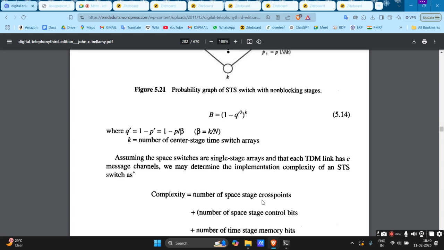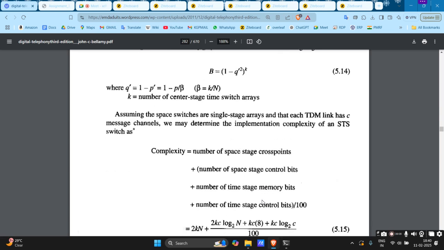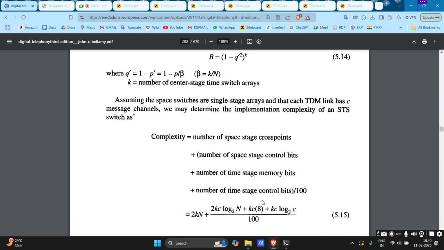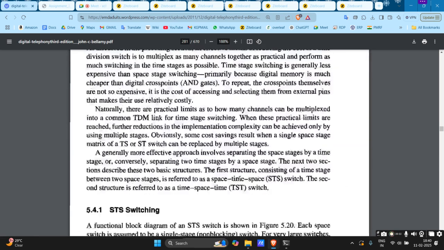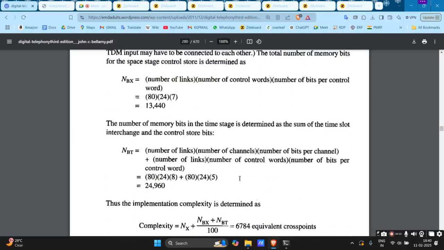Here the complexity is the number of space stage cross points plus the number of space stage cross points, and then we will have all the space stage control bits, time stage memory bits, and time stage control bits divided by 100. So in the time stage we need both memory and control, and in the space stage we only need control memory. So these 3 memories that we have also added here. You can see here we have added 3 memories.